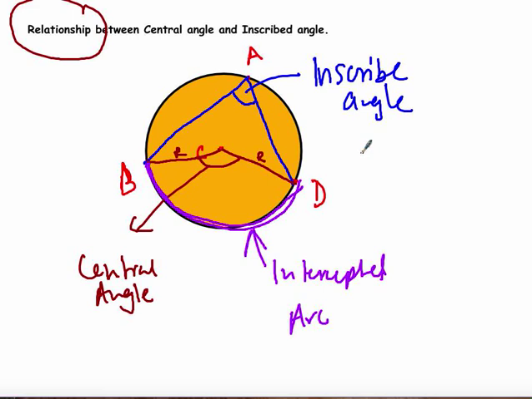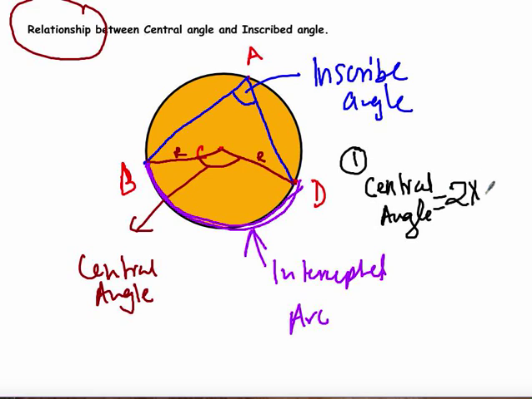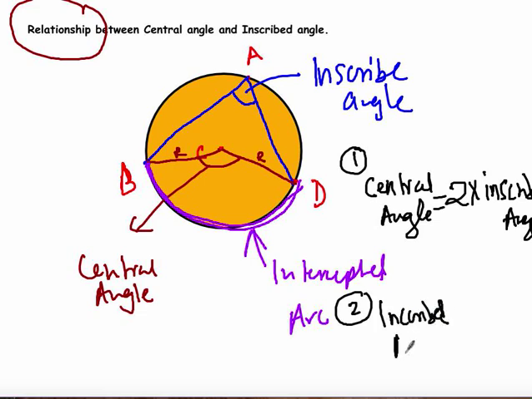We would say, two ways we can say it. First of all, we can say the central angle will then be 2 times the inscribed. So the central, this one would be 2 times that one. Or we can also say it as this. We can say the inscribed angle will equal 1/2 of the central angle.